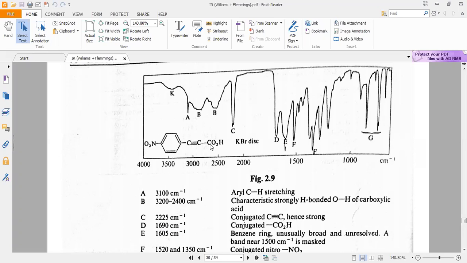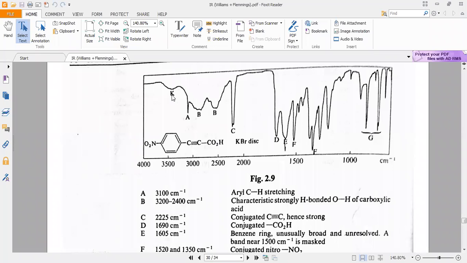Why? Because this carbonyl is conjugated with the carbon carbon triple bond and this phenyl ring. So it has many resonance forms. Our double bond character is not 100%. It is mixed with single bond character due to resonance. So this is the reason it is absorbing at a lower value. And similarly, moving further, we have OH. So OH may be non-hydrogen bonded, or it may be hydrogen bonded.